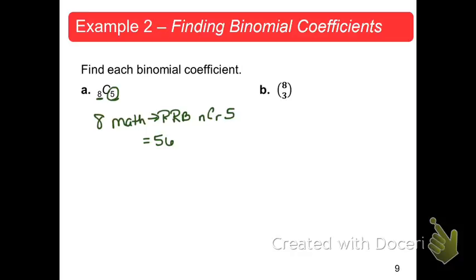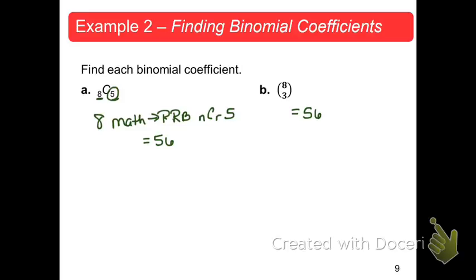Okay, so now I want you to try B. Do the same thing. You're going to type in 8, go Math over Probability, get your nCr, and then type in the 3 and hit enter. And it should also give you 56.